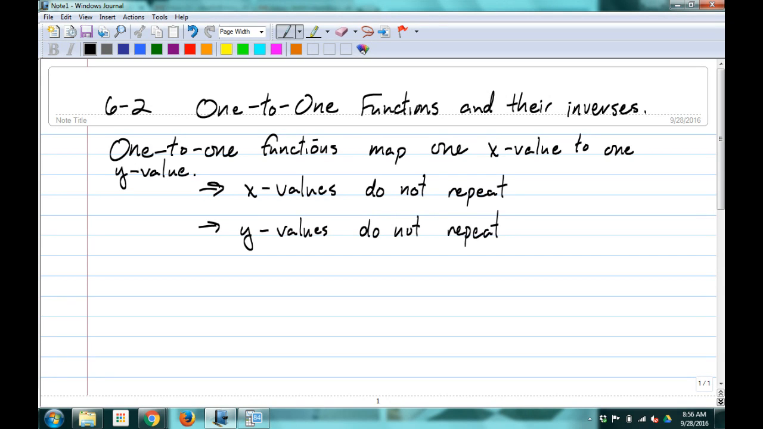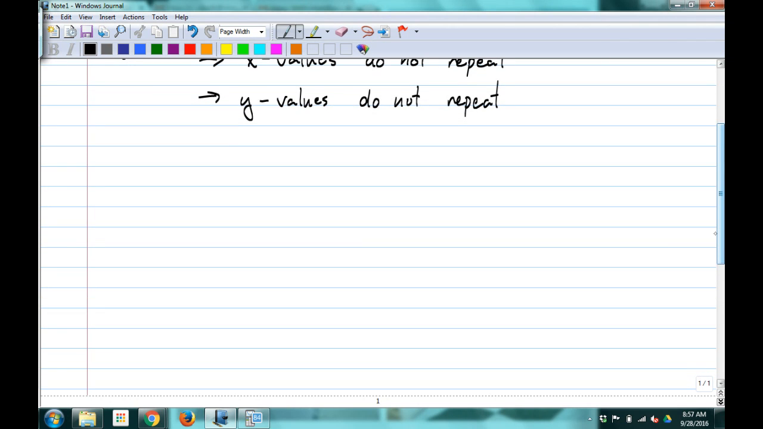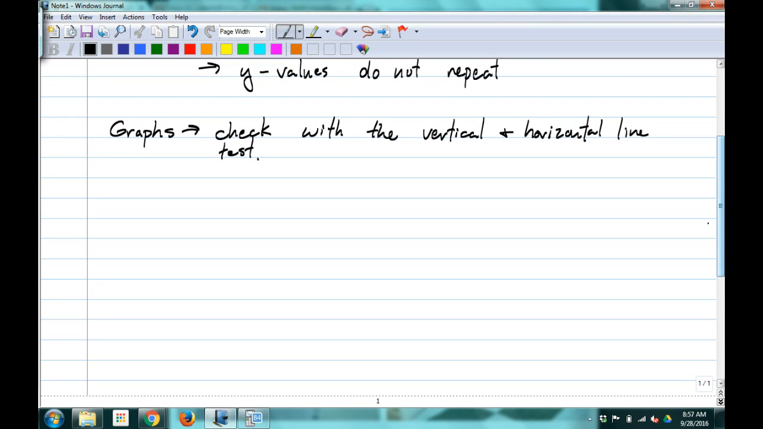Now, with graphs, what was the test that we used to determine if a graph was a function? The vertical line test, right? So with graphs, to check for one-to-oneness, you've got to make sure it's a function first. And then we want to check it with what's called the horizontal line test. With the vertical and horizontal line test, that can determine if something's one-to-one.